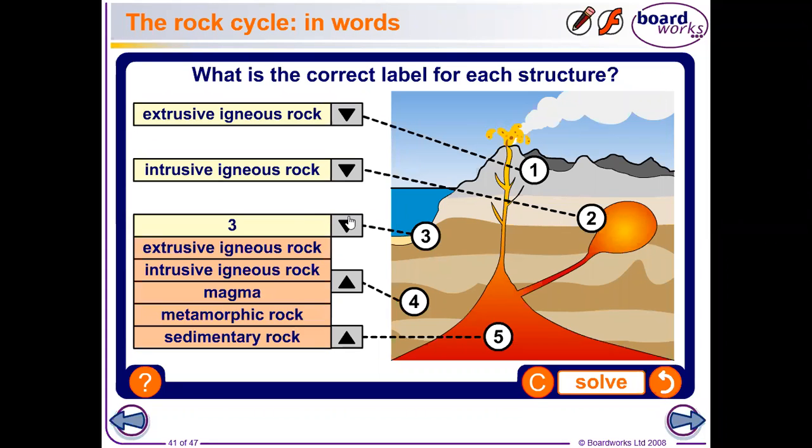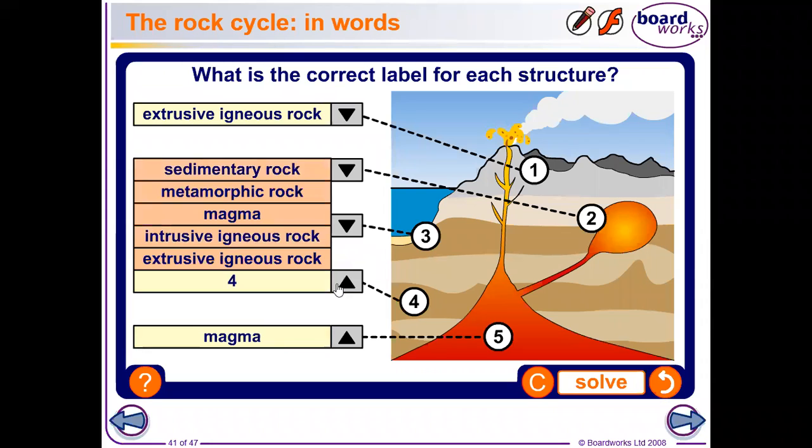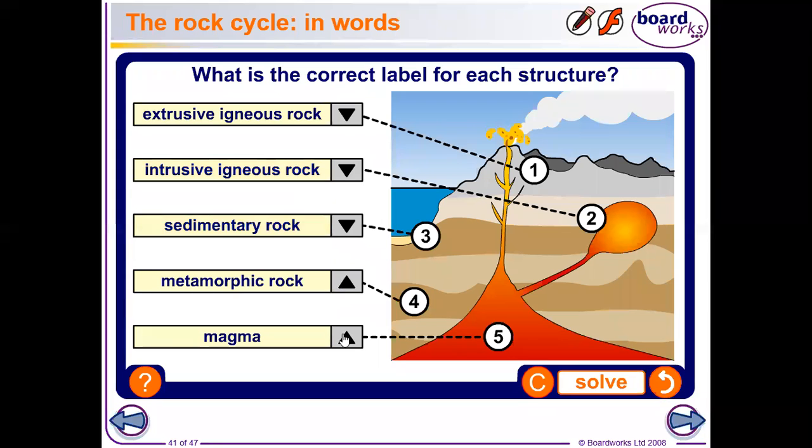Number three: sedimentary rock. Sedimentary, because most sedimentary rocks are formed near the ocean. Yes, they are near the water and they are near the surface. Okay, let's put sedimentary rock for this. Number four: metamorphic. Okay, so guys, are you sure? Let's check the answers now. Yes, guys, well done.